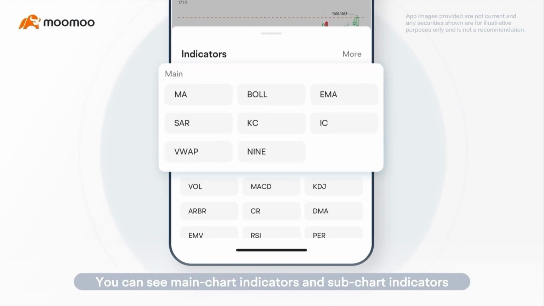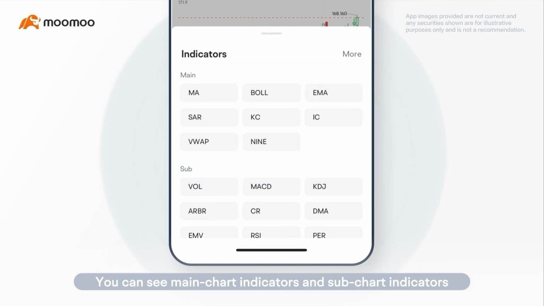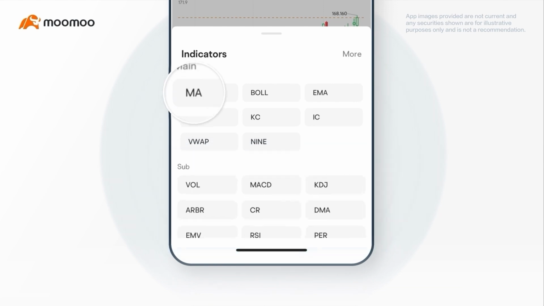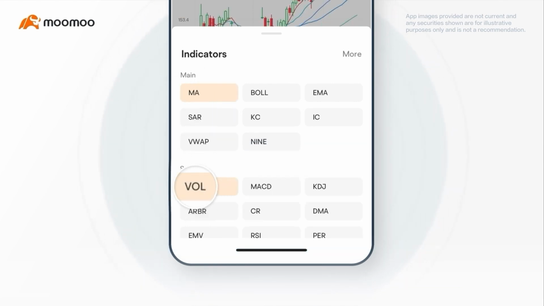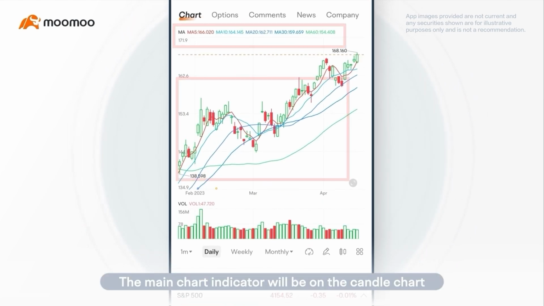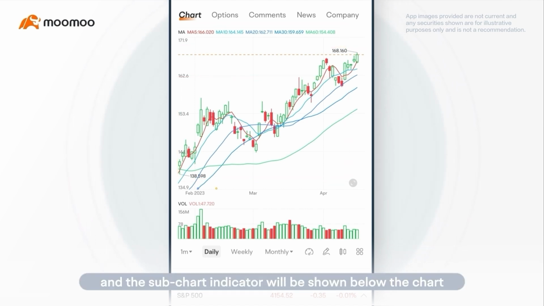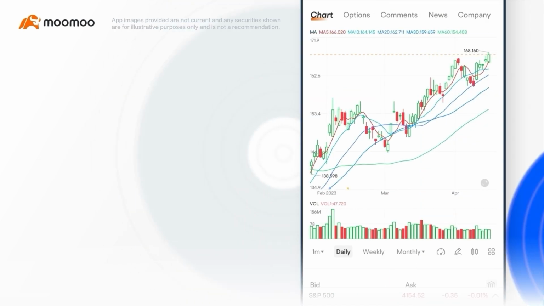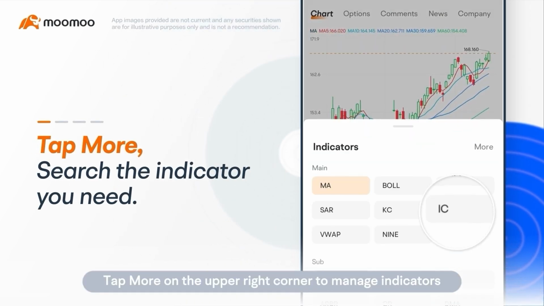You can see main chart indicators and sub-chart indicators. Select what you want to view. The main chart indicator will be on the candle chart, and the sub-chart indicator will be shown below the chart. Tap More on the upper right corner.